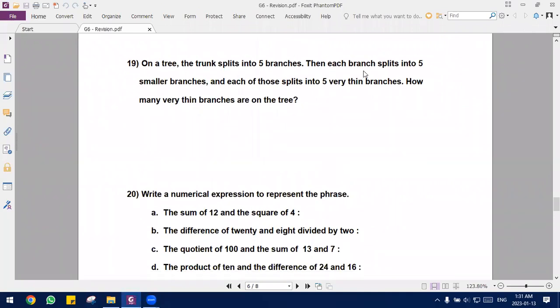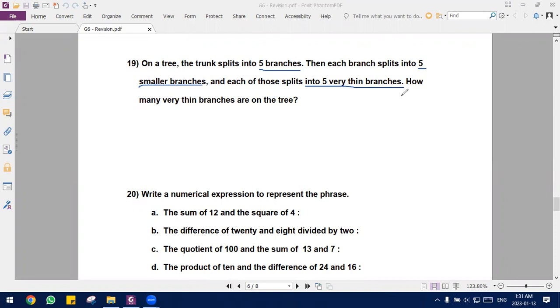Question 19. On a tree, the trunk splits into 5 branches. Then those 5 branches split into 5 smaller branches each. And then again, those small branches split into very thin branches. How many very thin branches are on the tree?